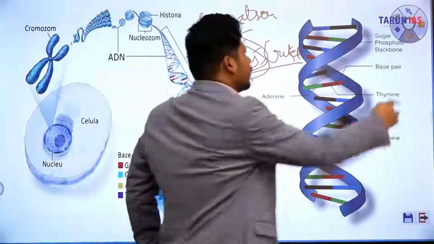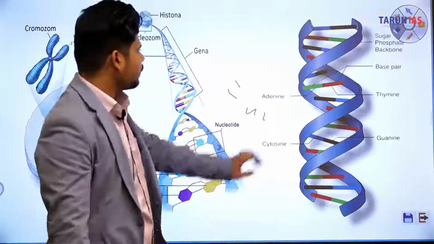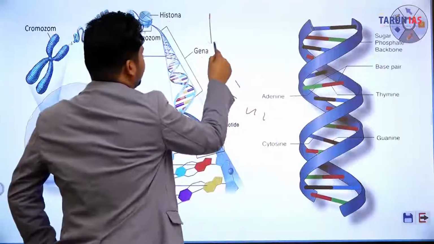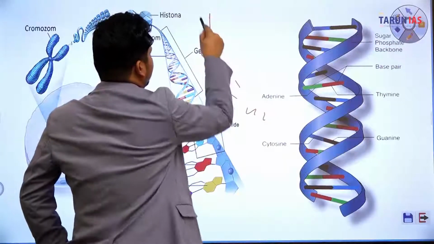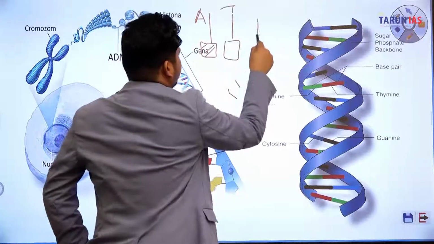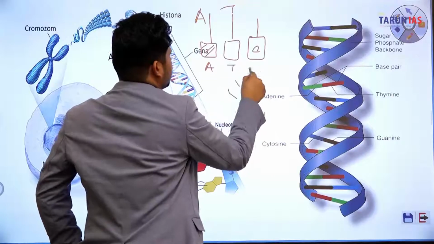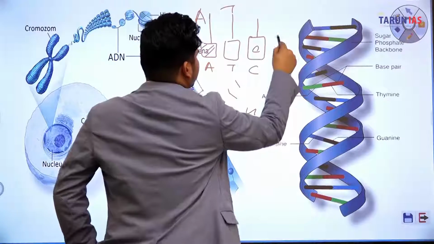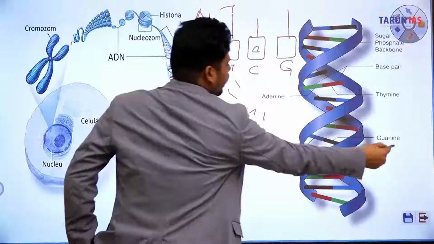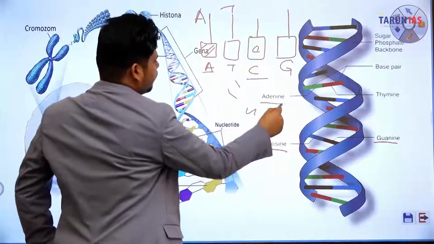ठीक है. तो what is the double helical structure? Double helical structure is simple. We have 4 nitrogenous bases: adenine, thymine, cytosine and guanine, A, T, C and G. This is guanine, ठीक है? This is guanine, this is cytosine, this is adenine and this is thymine.